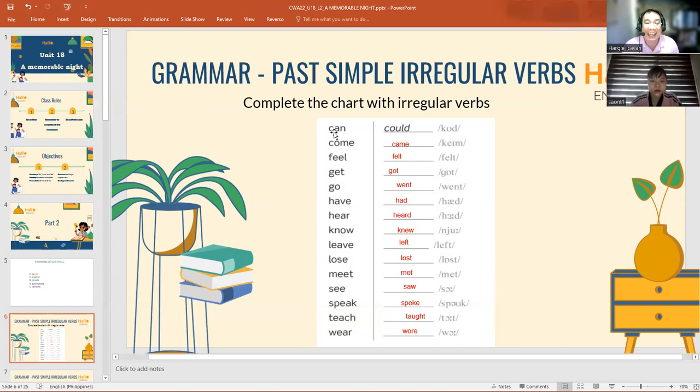Say can, could. Can. Could. Come. Came. Feel. Fell. Get. Got. Go. Went. Have. Had. Hear. Heard. Know. Knew. Live. Left. Lost. Lot. Meet. Met. See. Saw. Speak. Spoke. Teach. Taught. Where. Were. Very good.